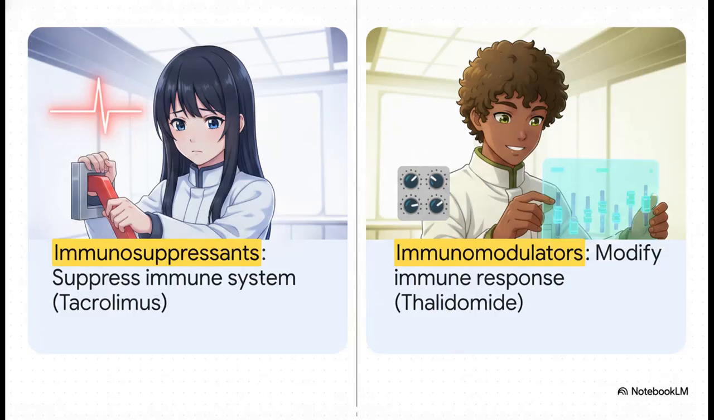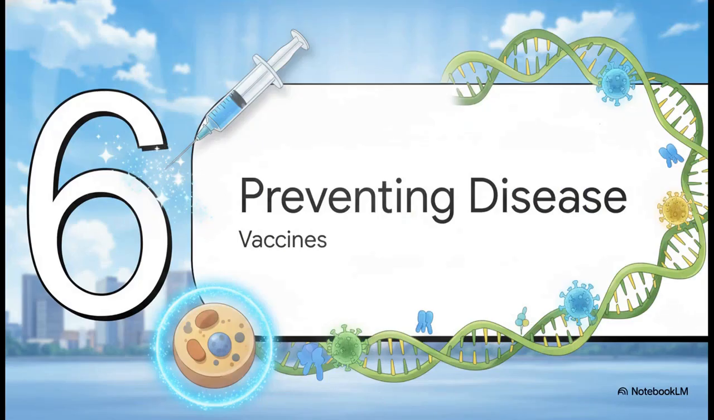Now let's take a look at the body's defense network. We have two closely related terms here that actually do very distinct jobs. Immunosuppressants, like tacrolimus, actively suppress the immune system, literally dialing down its activity. On the flip side, immunomodulators, like thalidomide, don't necessarily just turn the system down, they modify or adjust its response. It's kind of like the difference between hitting the mute button on your TV versus using an equalizer to fine-tune the sound. And finally, Section 6, preventing disease with vaccines.